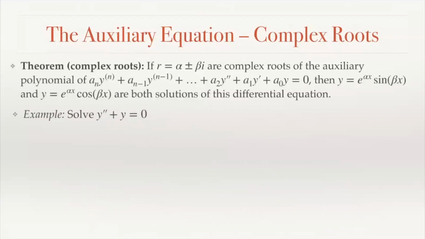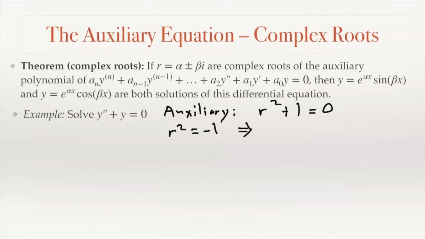Let's do another example. This will illustrate just a slightly different thing that might happen. Let's solve y double prime plus y equals 0. So what's the auxiliary equation? That would be r squared plus 1 equals 0. We actually don't need the quadratic formula here. We could use it, but this is r squared equals negative 1. And if r squared is negative 1, then r is plus or minus the square root of negative 1, so r is plus or minus i.